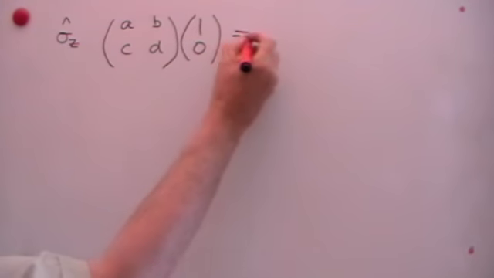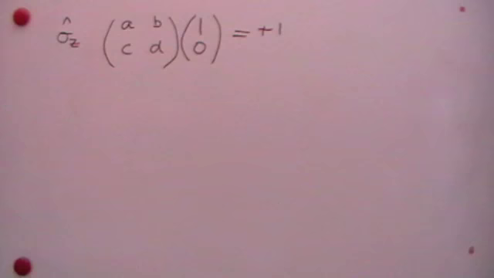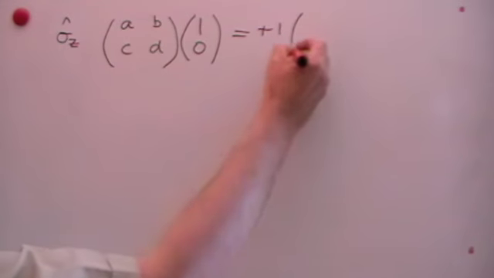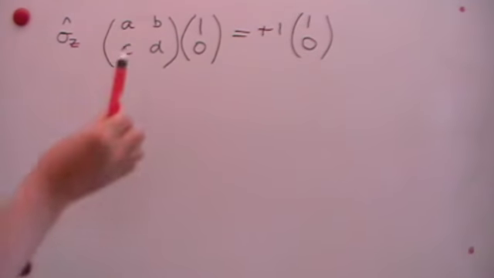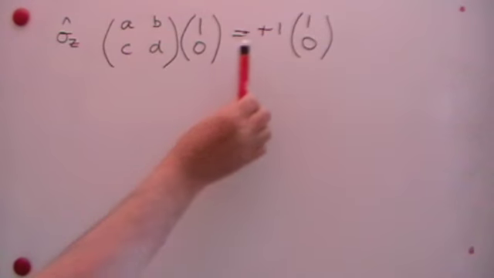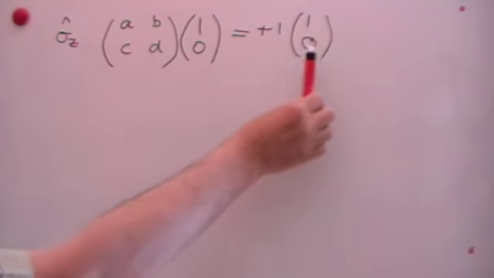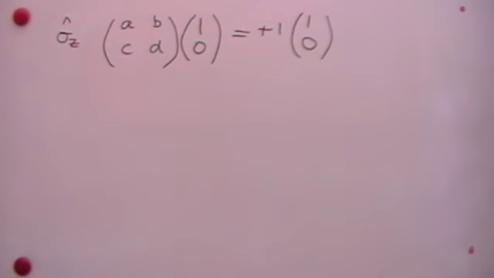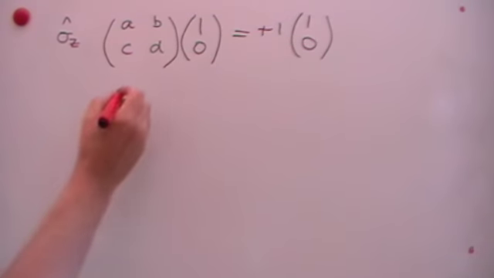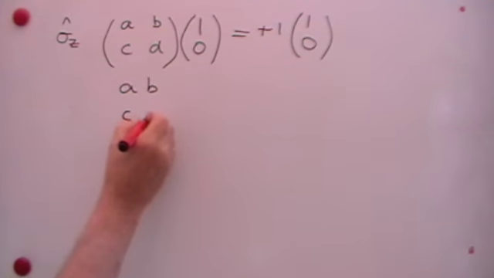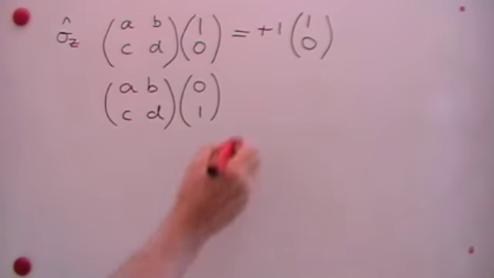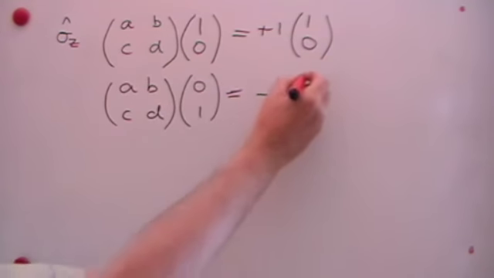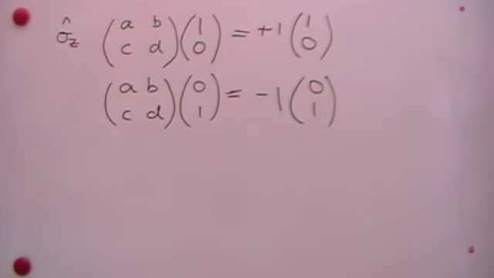I'm going to require that these produce eigenvalues of 1 and minus 1. That's my choice, but I'm allowed to do that. And of course, if this is a Hermitian operator acting on an eigenvector, it will give me an eigenvalue, which I want to be plus 1, times the original eigenvector. And I also know that the same operator acting on the other eigenvector, which is the 0, 1, the down eigenvector, will give me a minus 1 times the same eigenvector.